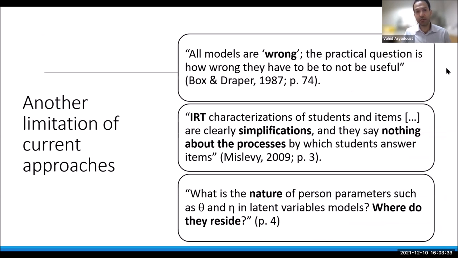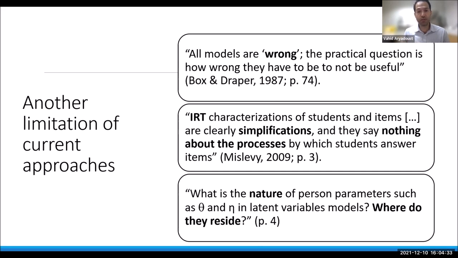So in my previous research, I have been a user, a practitioner who has used a number of different statistical and psychometric methods and also scientometrics. Of course, we know that these models are all in a sense limited, and as Box and Draper said, they are wrong in a sense that they do not provide a lot of information about what is going on in the test taking process. But they go on to say that the practical question is how wrong they have to be not to be useful. And I want to add on to it another quotation from Levy, who says that, for example, IRT characterizations, IRT standing for item response theory, of students and items are clearly simplifications, and they say nothing about the processes by which students answer items.